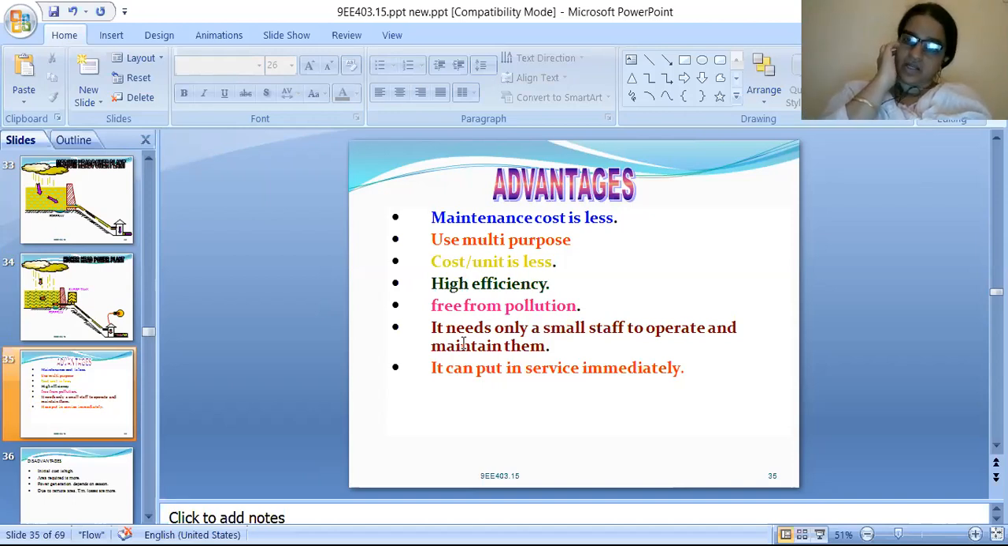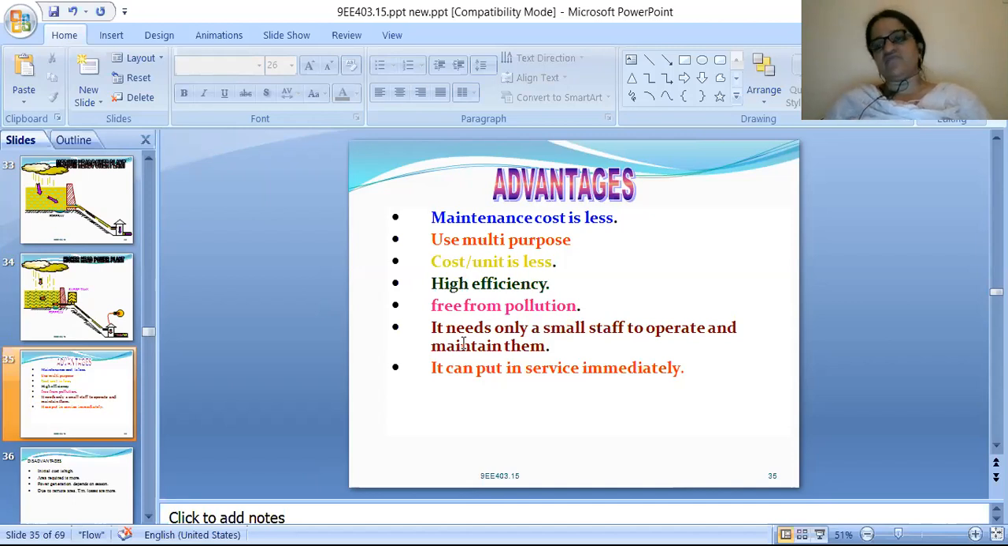And the initial temperature of the boiler: if I start running a thermal power plant now itself, in order to increase the temperature of the boiler furnace, it takes a lot of time. So it cannot be put into service immediately, which means it takes a lot of time.